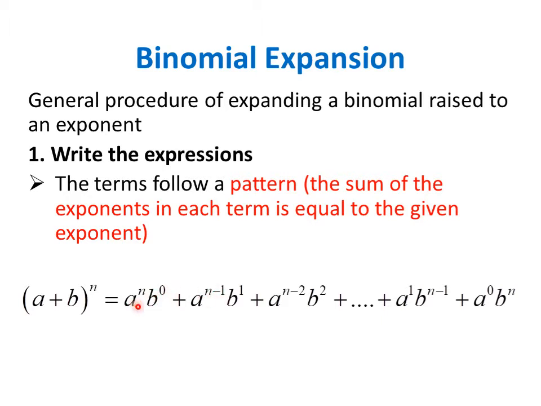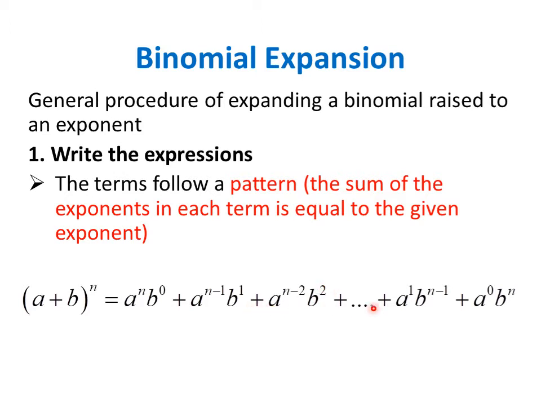Such that the second term of the expansion is a to the n, subtract 1 from that, so we have a to the n minus 1, and b to the 0, add 1 to that, so we have times b to the 1. For the third term, we have a to the n minus 1 minus 1, that is a to the n minus 2, and b to the 1 plus 1, that is b squared.